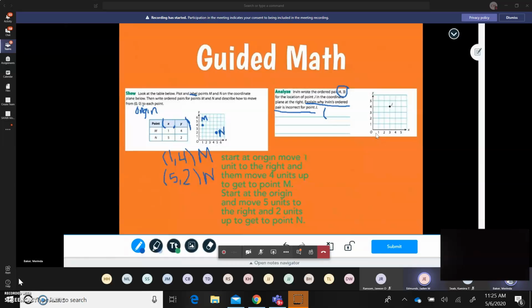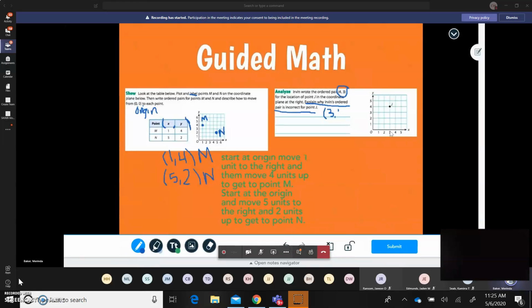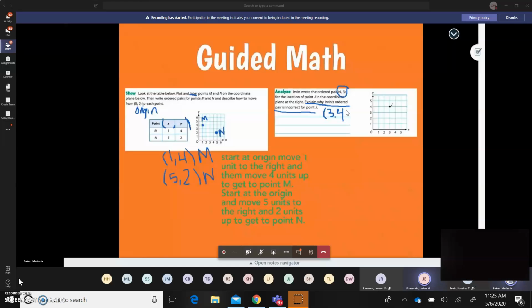We should have put. So we have 1, 2, 3 units to the right. That 3 represents the x-axis. So I'm going to write 3 first. And then we need to move up. How many times do we move up? 4. So you should have written 3, 4 instead of 4, 3.